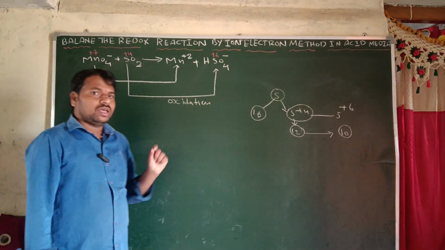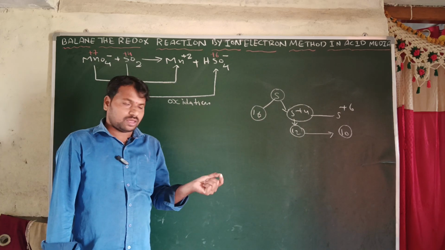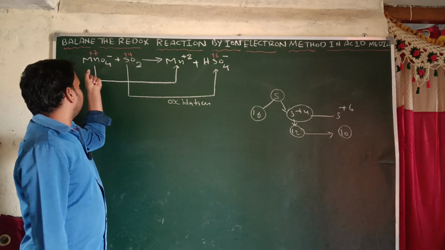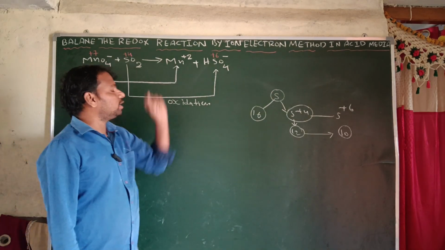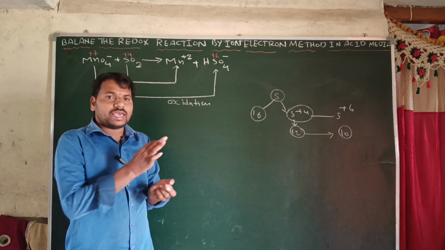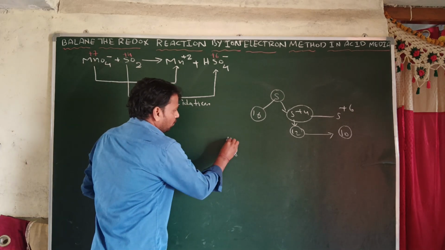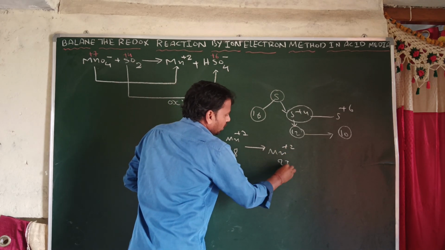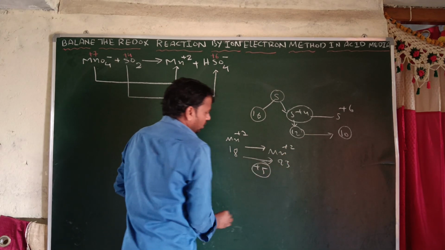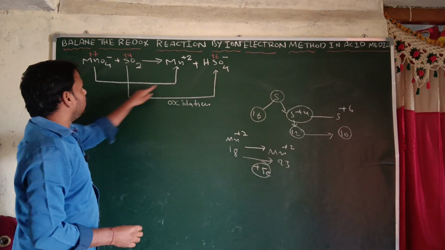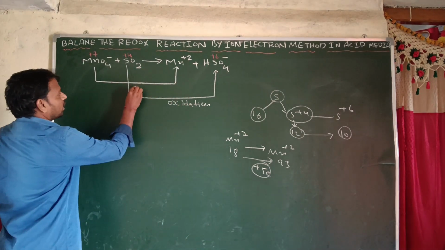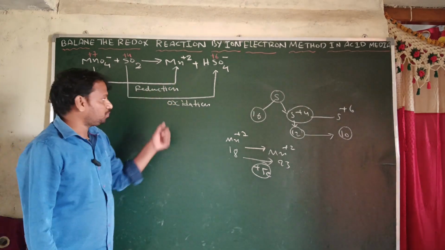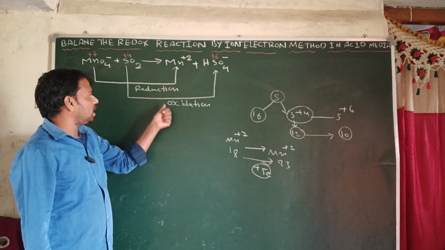Manganese has 25 electrons. Plus 7 means we remove 7 electrons, 25 minus 7 is 18. So Mn plus 7 has 18 electrons, and Mn plus 2 has 23 electrons. So 5 electrons are gained by the manganese, so it undergoes a reduction reaction. This is the reduction reaction, and the other is oxidation.